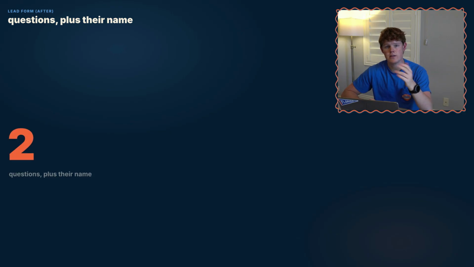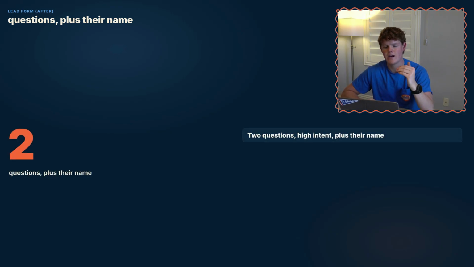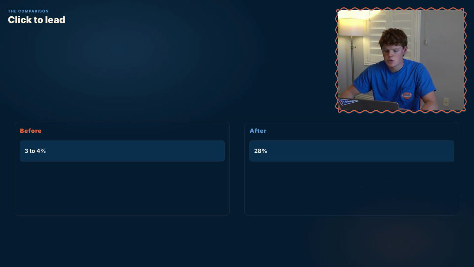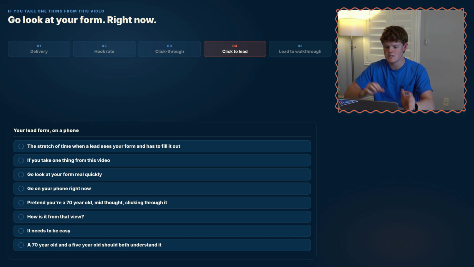You know what that still does? The lead quality is even better right now because we gave Meta more volume to track, which is very important. So the click to lead went from around 3 to 4% all the way up to 28%. We 7x'd their click to lead rate. Now I want to just sit on that for a second because it's the point of the entire video before we continue. The ad account looked like there was an advertising problem, creative, something like that. It wasn't that. It was literally a 30-second fix, at the moment a lead sees your form and needs to fill it out, right?